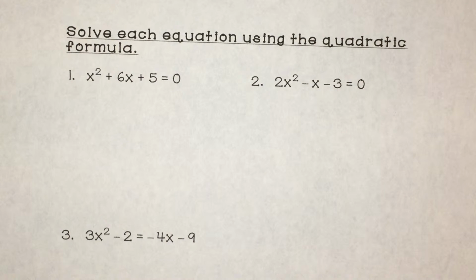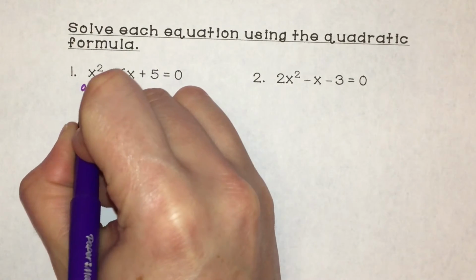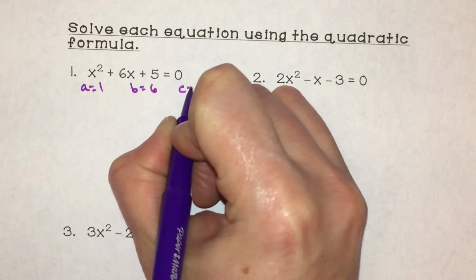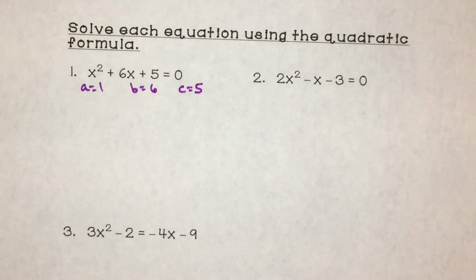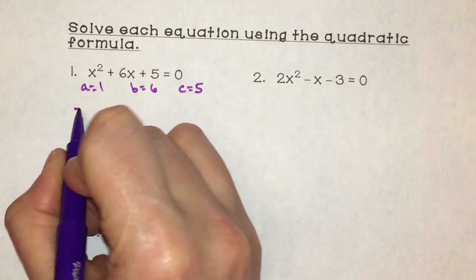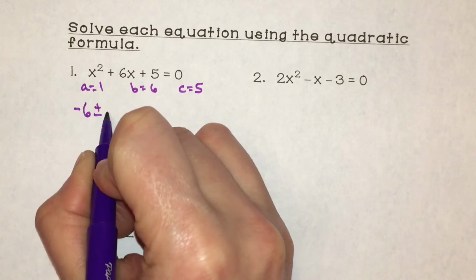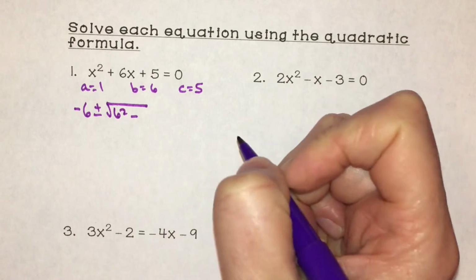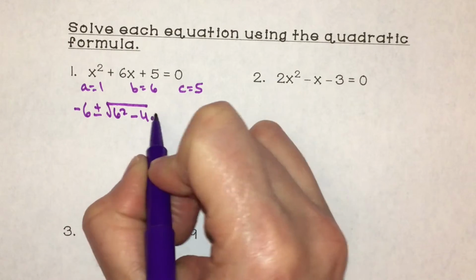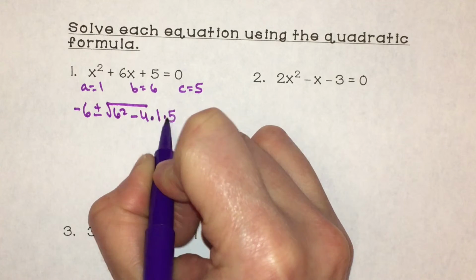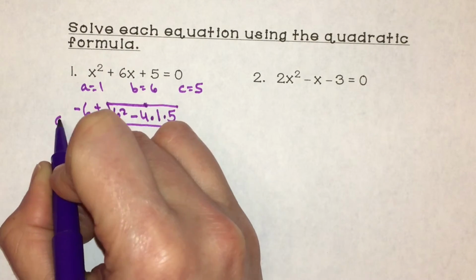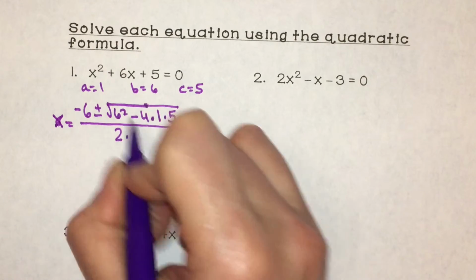All right, so the first one, our A term equals 1, B equals 6, C equals 5. So plugging them into our formula, we have -6 plus or minus the square root of 6 squared minus 4 times A, which is 1, times C, which is 5, over 2 times, this is what x equals, 2 times the A term, which is 1.